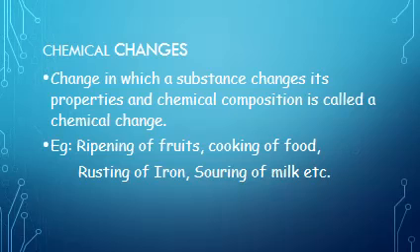Now, what are chemical changes? Just to recap what we have studied in standard 9th, there are two types of changes, physical and chemical changes. A change in which a substance changes its properties and chemical composition is called a chemical change. For example, ripening of fruits, cooking of food, rusting of iron and souring of milk. So in this we can see they change their chemical properties.